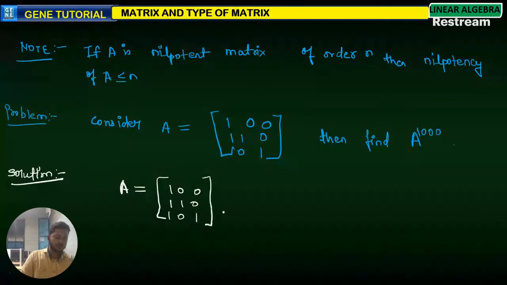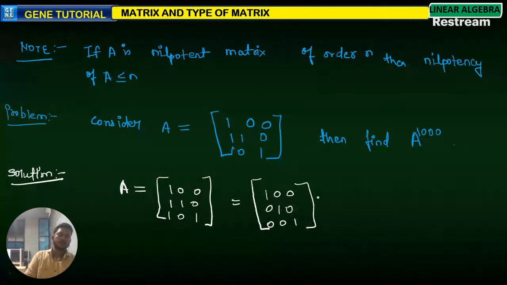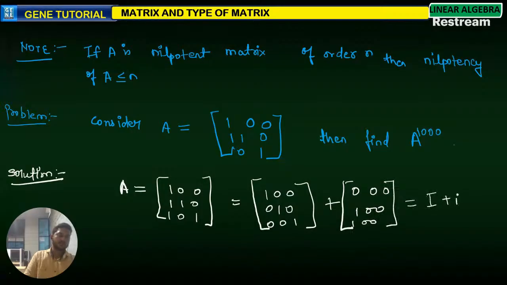Okay, these are the entries. A to the power 1000 may be changed into some identity matrix I and some nilpotent matrix B. The identity matrix comes in the form 1 0 0, 0 1 0, 0 0 1, and the other is a nilpotent matrix with entries 0 0 0, 1 0 0, 1 0 0. So it gives you I plus B type entries.